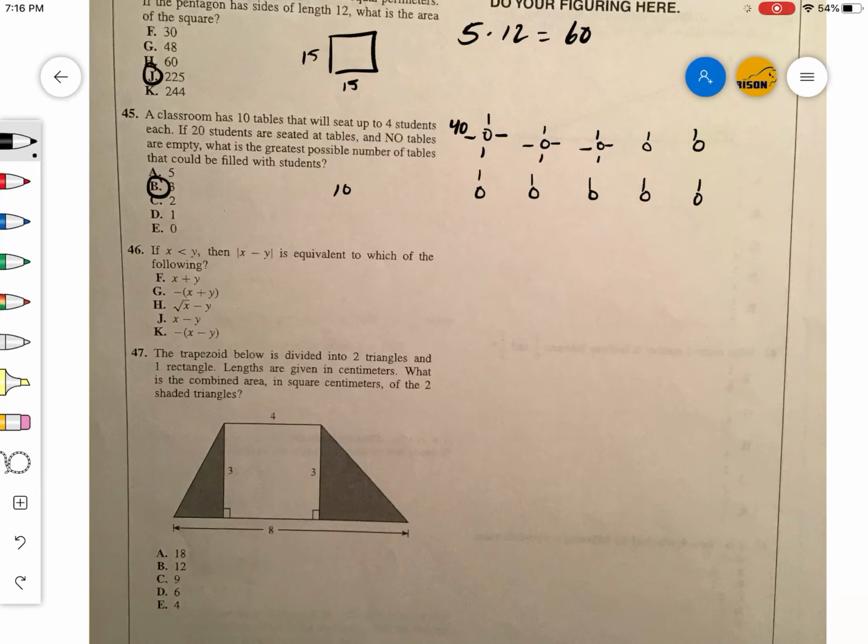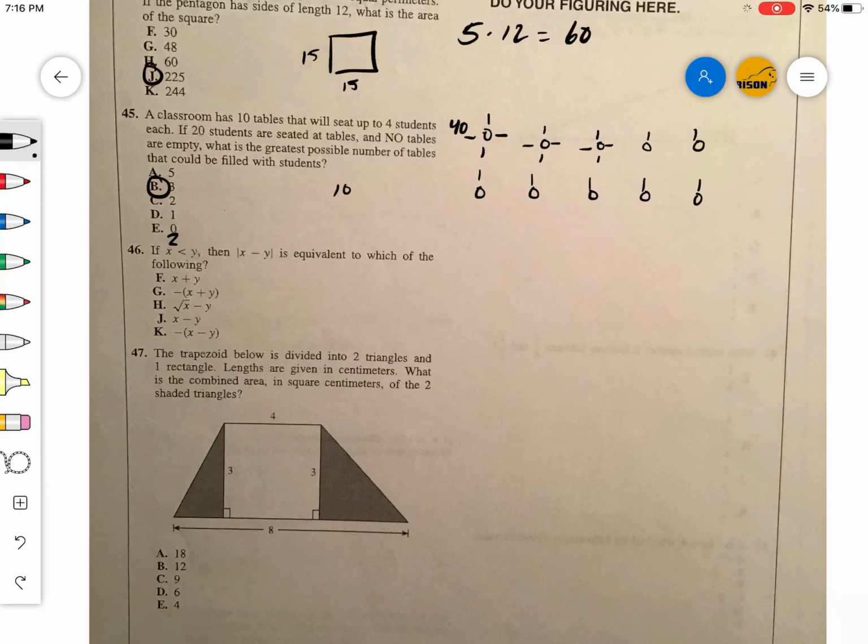Number 46. If x is less than y, then the absolute value of x minus y is equivalent to which of the following? Okay, so x is smaller than y. Okay, so let's say for instance, x is 2 and y is 3.